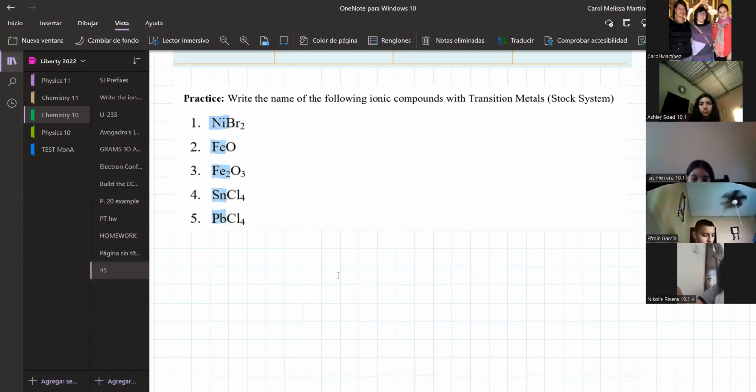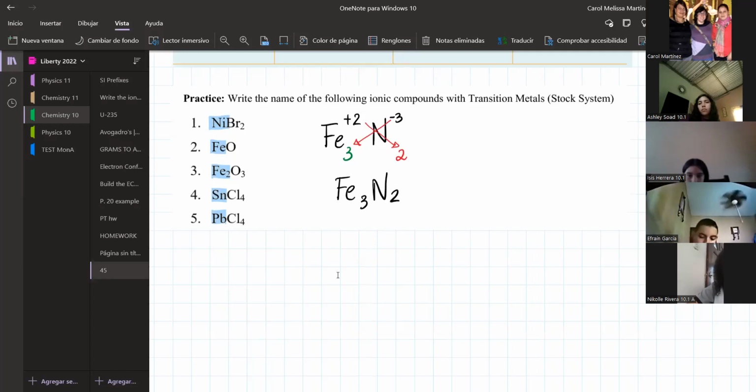Recall that whenever we form a compound, basically we just exchange the position of the charges. That means that the 2 that is coming from iron is going to be after nitrogen, and the 3 that is coming from nitrogen is going to be just after iron. And this is the compound formed.